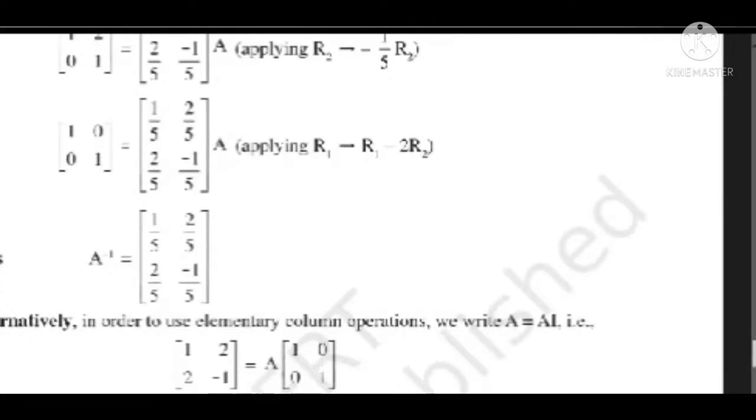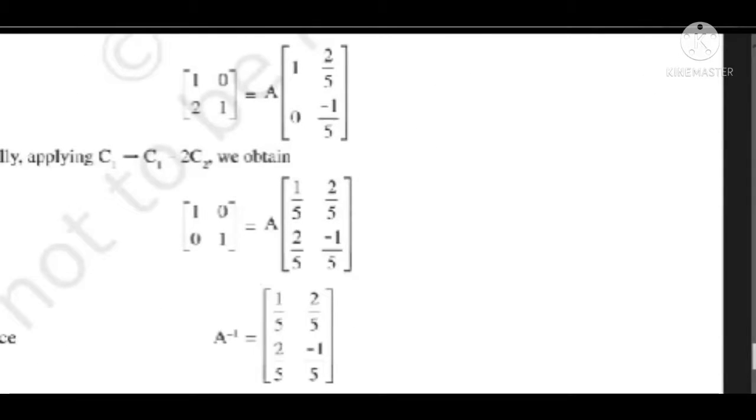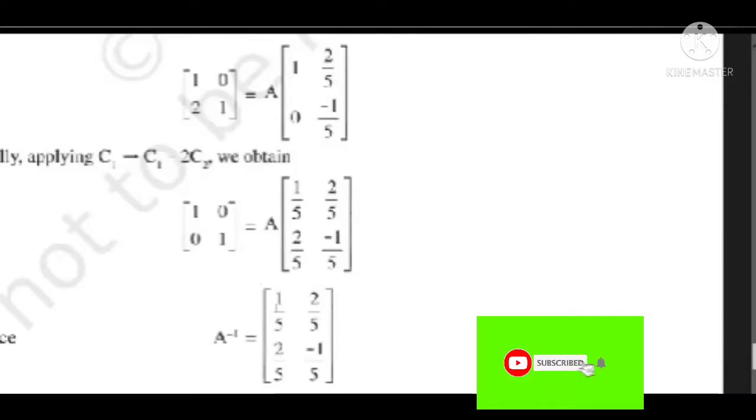Make the left hand side part an identity matrix. You see, on the left hand side we are going to make an identity matrix. Then this A, we can take on our left hand side, will be the inverse. So that is equal to this matrix like that. Okay, am I clear to you?